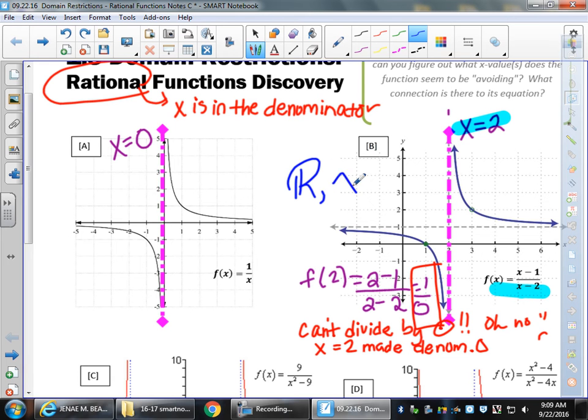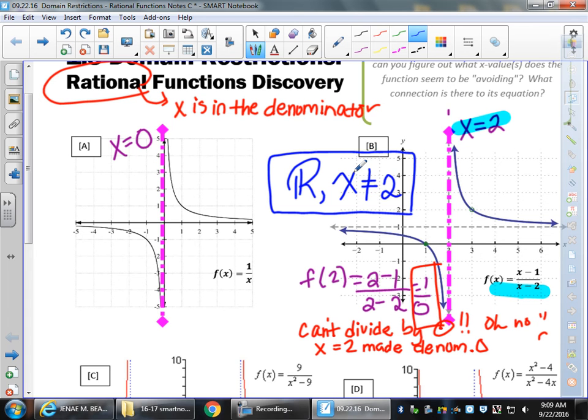I need a single way of writing it. Let me give you a hint. It's a version of the equal sign with a slash through it. Very good. This means x not equal to what? What are we saying x can't be? 2. That's my domain.